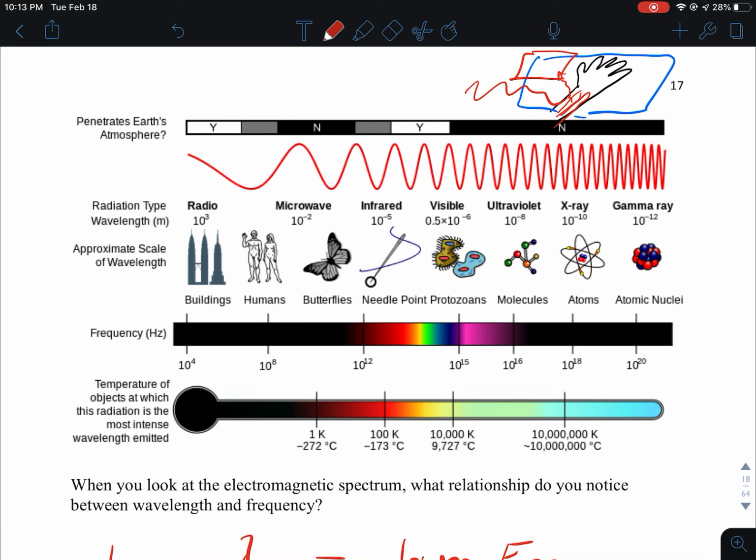X-rays typically have enough energy, and they can interact with atoms enough that they could cause ionization of electrons, and that could be damaging to things like your DNA.